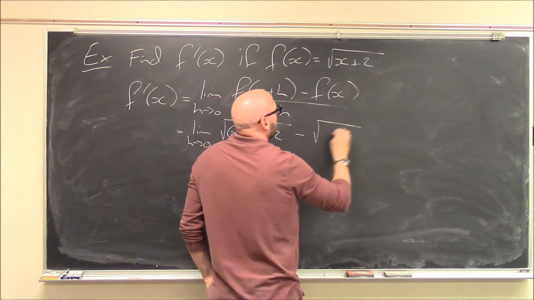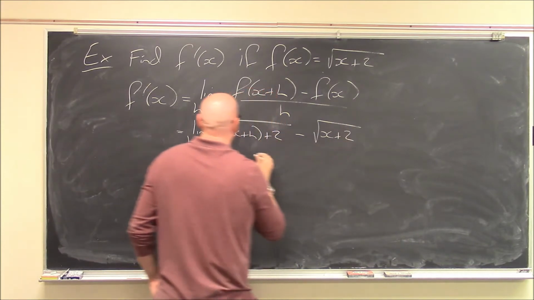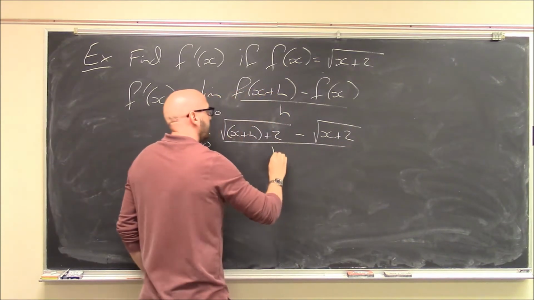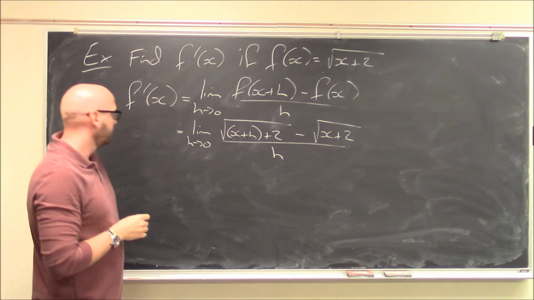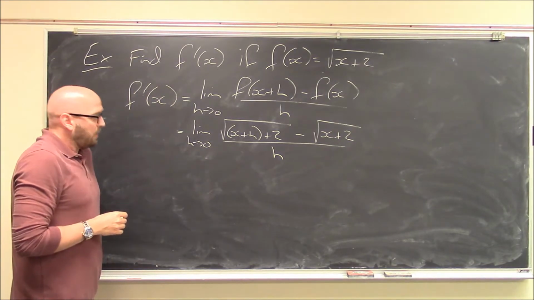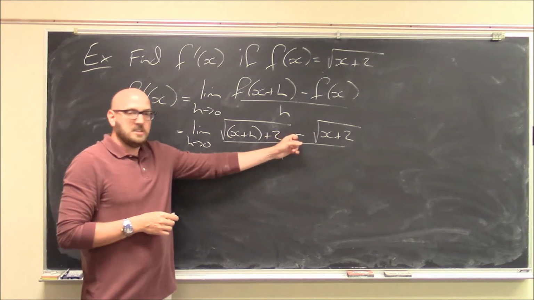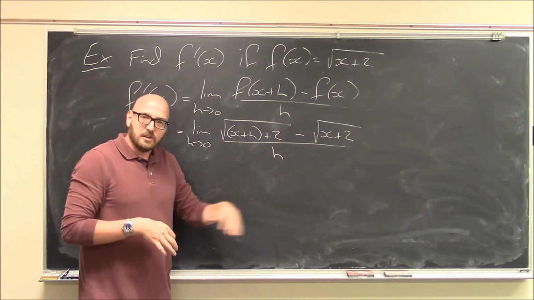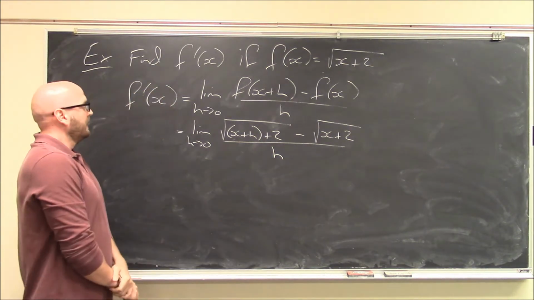Minus the square root of x plus 2, all over h. Now, as always, I'd like to somehow factor an h at the top to cancel this thing down here so I don't divide by 0 anymore. How do I do that?